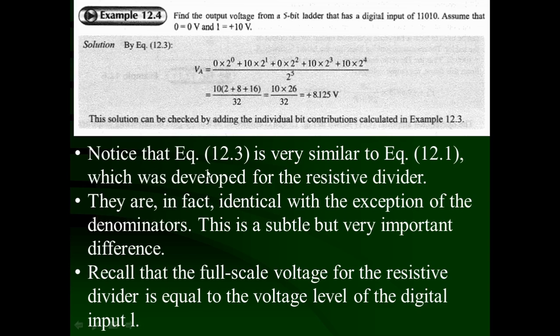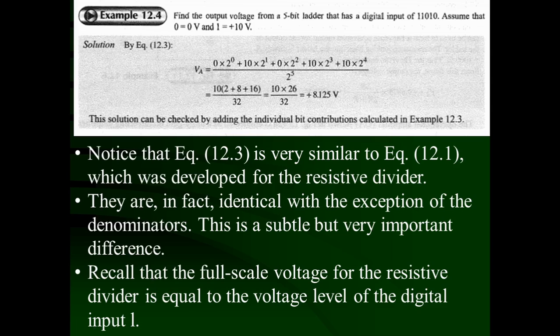Notice that equation 12.3 is very similar to equation 12.1, which was developed for the resistive divider network. They are in fact identical with the exception of the denominators. This is a subtle but very important difference. Recall that the full scale voltage for the resistive divider network is equal to the voltage level of the digital input one. So you can see the difference between the two types of network.